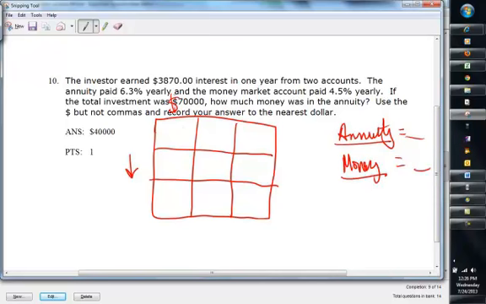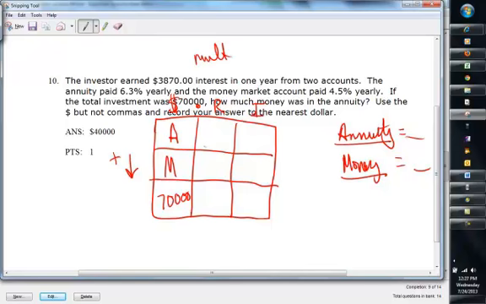So let's take the dollars. We know the dollars add up to 70,000. We've got the dollars in the annuity and the dollars in the money market account. If you multiply by the rate, you get the interest. So dollars times rate is interest. So we added going down, we're going to multiply going across.